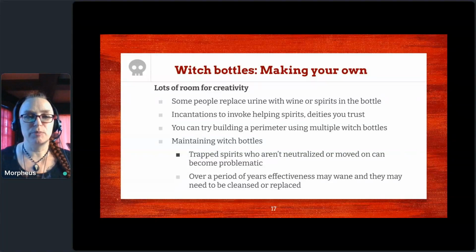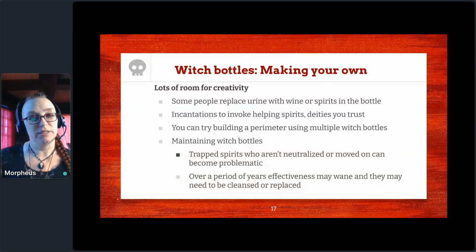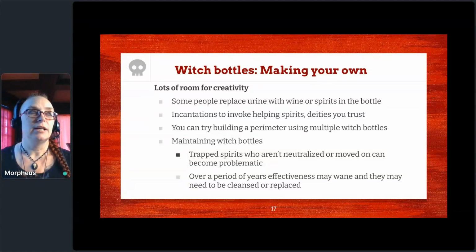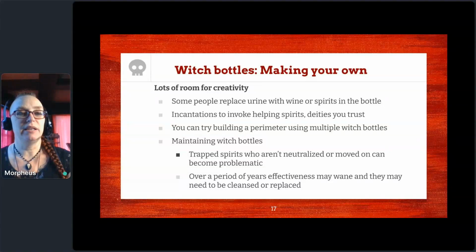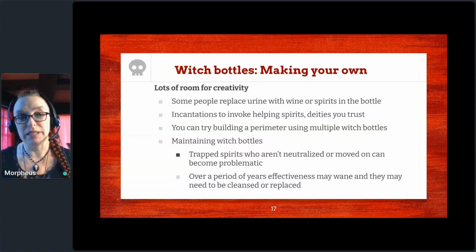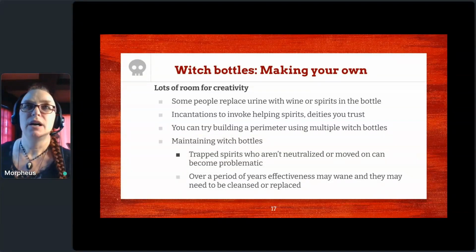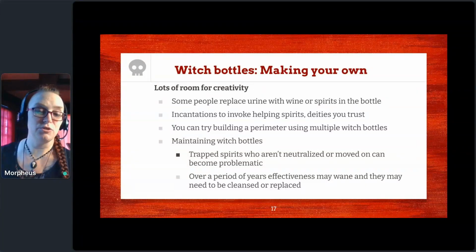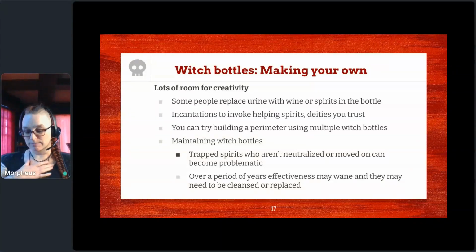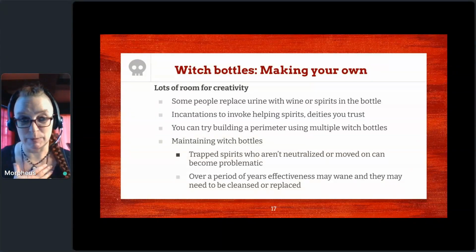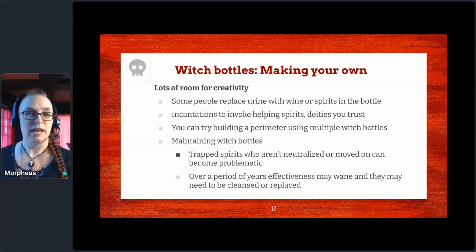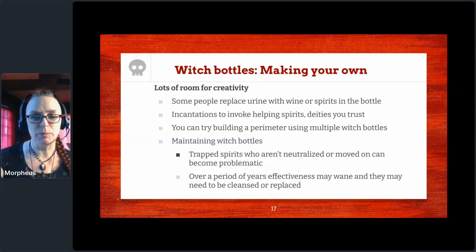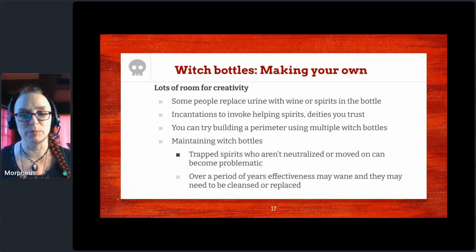And then also, over a period of years, the effectiveness of these kinds of defenses can wane. So they may need to be cleansed and replaced or refreshed in some way. Obviously, if you've buried your witch bottle in the ground, you're probably just going to leave it there, but you may need to create a new one every few years. Personally, that's been my observation, that their effectiveness has an endpoint. But they do last for several years, and I find them a really helpful practice.